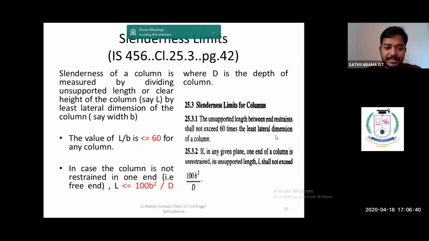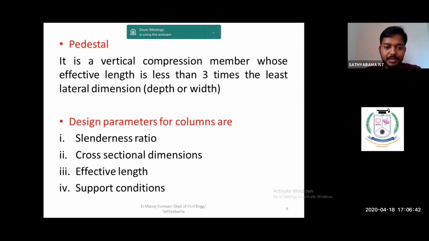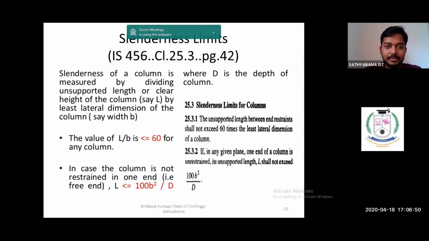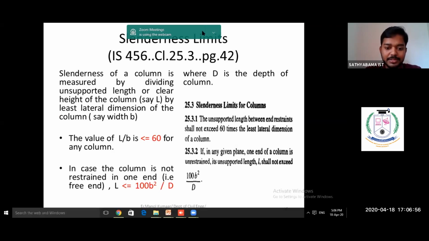The four design parameters are slenderness ratio, cross-sectional dimensions, effective length, and support conditions, which were discussed in the previous class. And we have discussed what the slenderness ratio is and the limits for slenderness ratios and all.